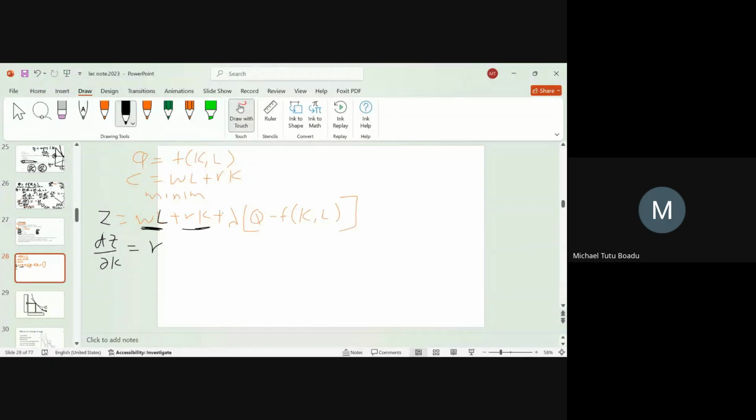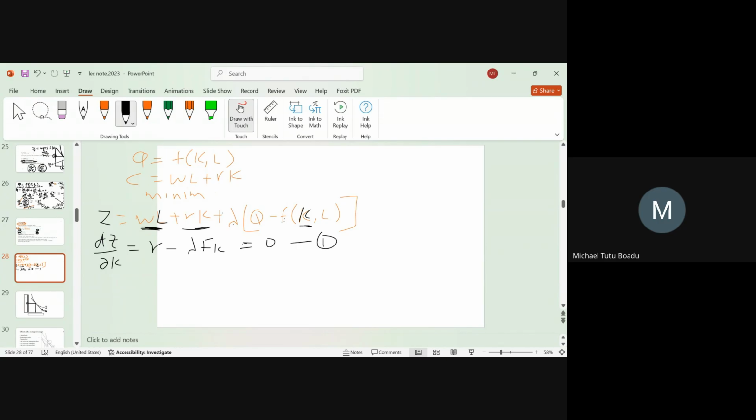I'll get R. Then there's also K here. If I differentiate K, let's call that FK. So if I differentiate K, I'll get FK. FK times lambda will be lambda FK. Let's equate this to 0. If I make R the subject, okay, let me leave it this way for now.